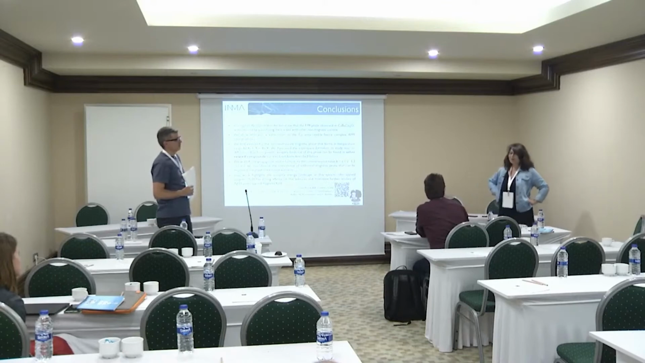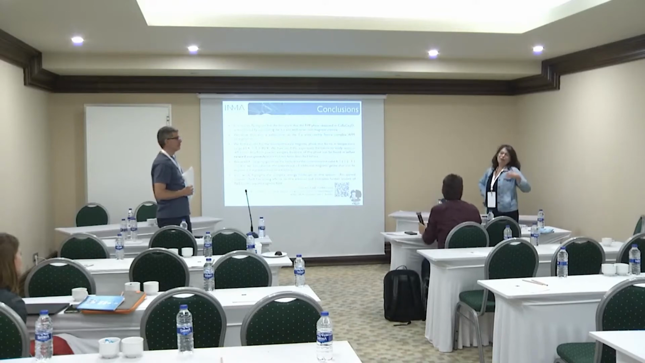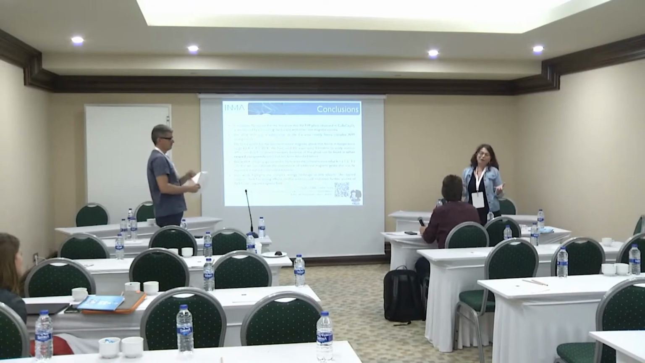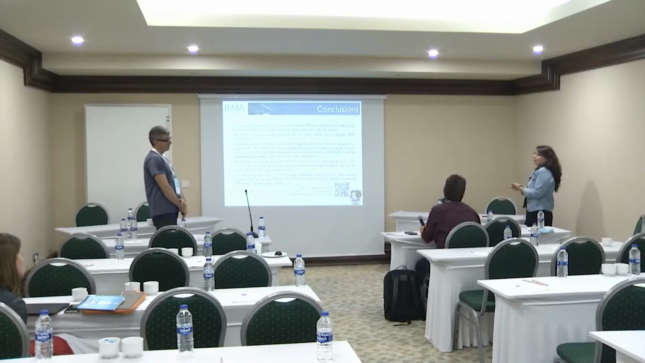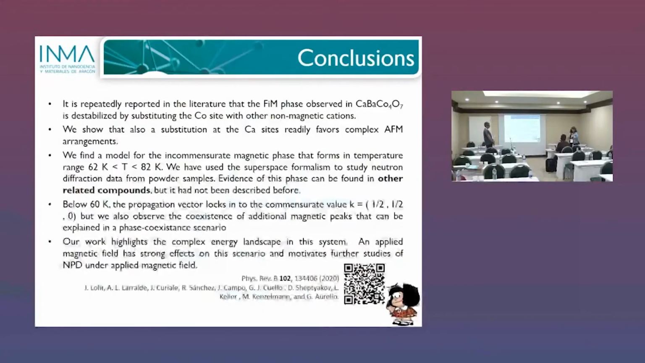Do you have any understanding why you get another ordering wave vector? No, the first guess, of course, was to look for the one-third, one-third, zero, because this is expected for this kind of triangular layers arrangements, but that didn't fit the data at all. So we said, okay, we have to expand our search for the propagation vector. So I think that the interaction between the layers is playing a significant role, because if they were isolated, you would have that order for sure. Thanks.